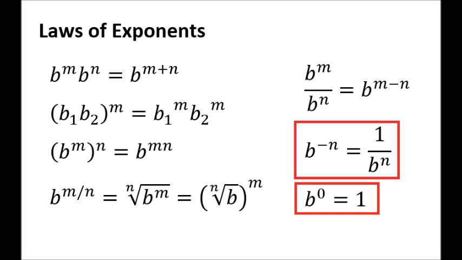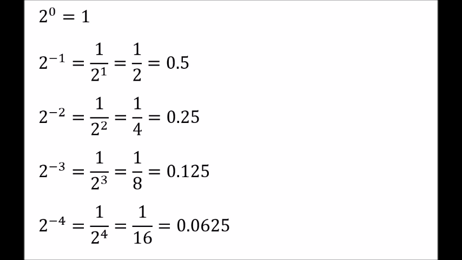Now that we have a better understanding of the laws of exponents, we are going to employ them to extend our graph. Specifically, we are going to use the two laws boxed in red. Any number raised to the 0th power is 1, so 2 to the 0 is 1. 2 to the negative power is simply 1 divided by 2 to the same power, but positive. Those computations are shown here and expressed both in fraction and decimal format. Pause the video if you need a moment to digest this.